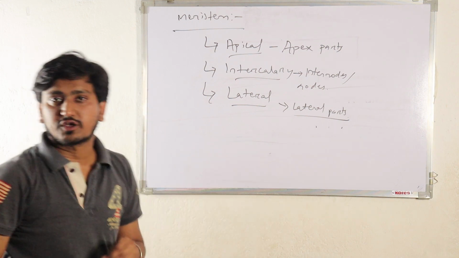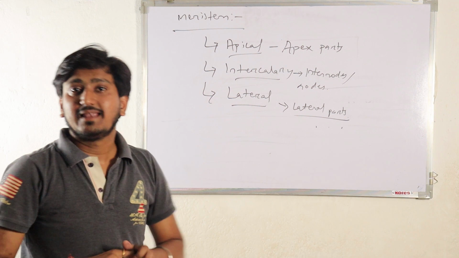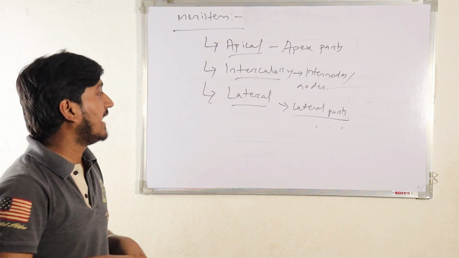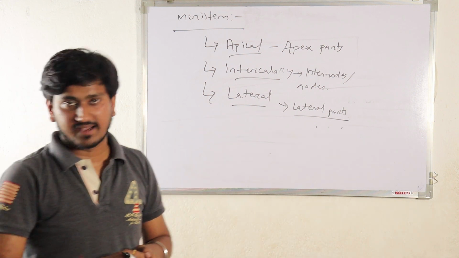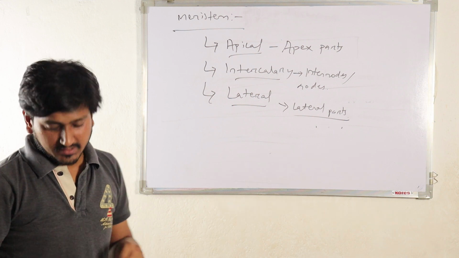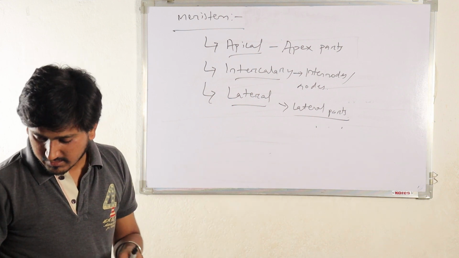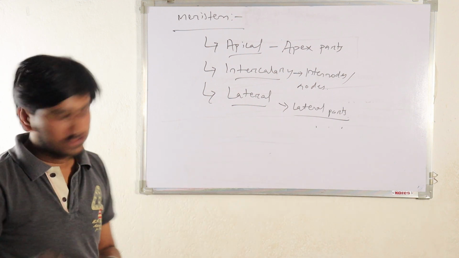Okay, out of the three, the apical and intercalary, they help in the lengthening of the plant, they help in increasing the growth, increasing the size of the plant, and the lateral meristem, that helps in increasing the girth of the plant stem. Okay, so let's go in detail about these three types of meristematic tissues. Here we can draw a diagram to indicate the location of the three tissues.